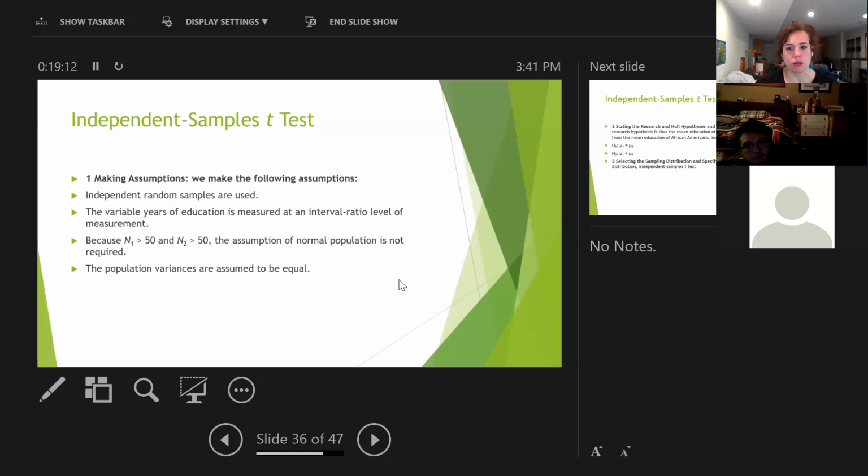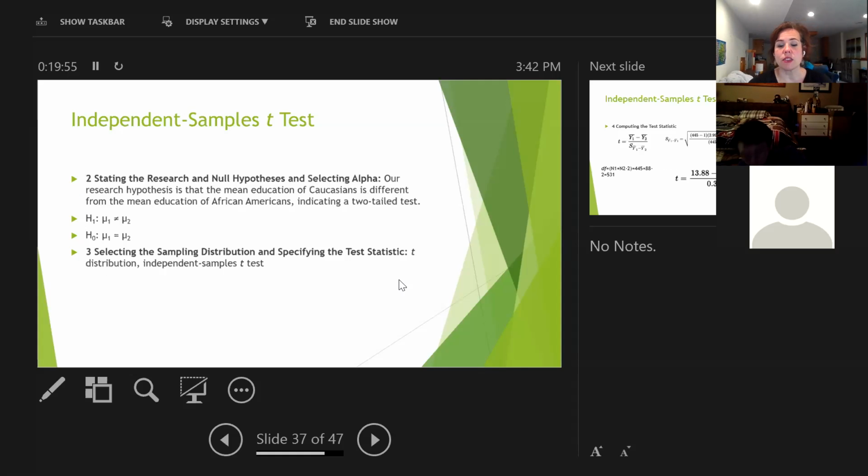So first set of assumptions, it's the same as what we did before, right? We have to go through that every single time. We have to assume that the independent random samples were used, that they were randomly sampled. We have to also have an interval ratio level of measurement. Years of education fits that criteria. Because both sample sizes are greater than 50, we can assume a normal population is not required. And the population variances are assumed to be equal. This is another big one. When we do this in Excel, that's going to be one of the choices. So we're going to be doing independent t-test variance equal. Okay.